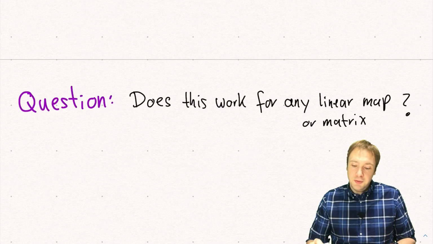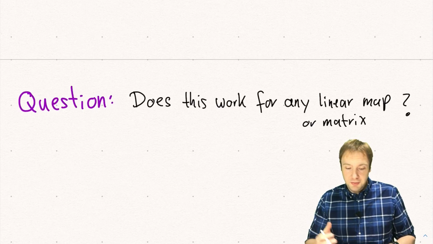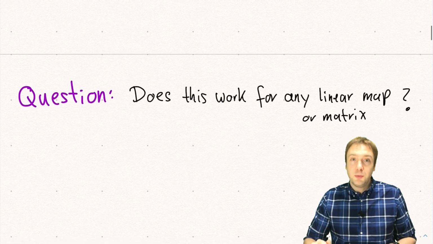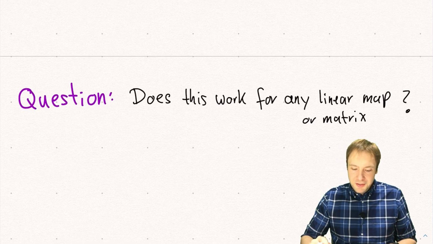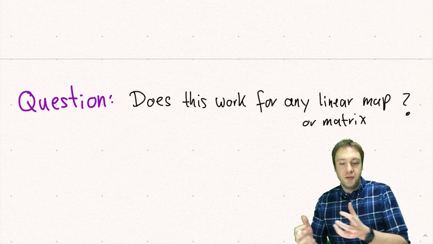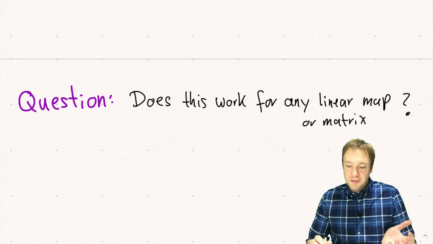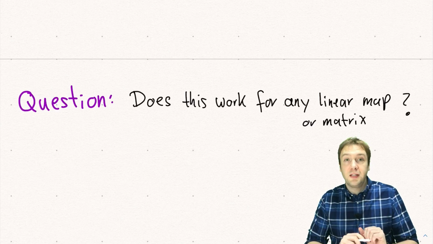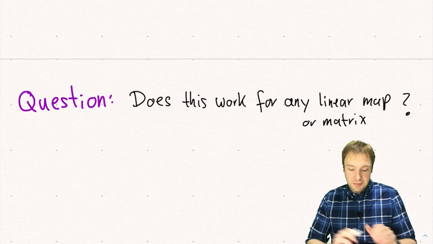And this is why this property, if this works, also gets a special name. And this is what we want to talk about today. So when is it possible to find a diagonal matrix, or this matrix S, such that a linear map written in a certain basis can be written as a diagonal matrix?